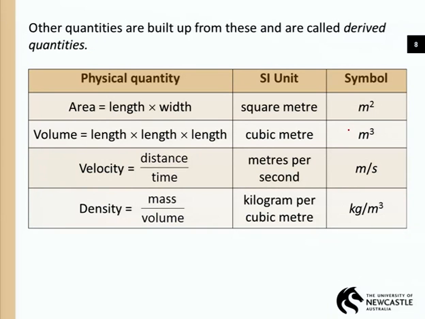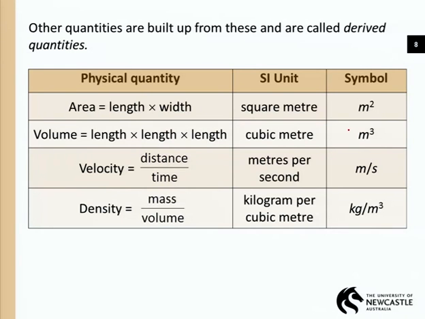Volume, this length times this length times this length, or length times width times breadth. Meters cubed. Like 1 meter times 1 meter times 1 meter is 1 by 1 by 1, it's 1 m cubed. So all of our areas will be units squared. All of our volumes will be units cubed. Velocity, we'll again look at that next week, but it's distance over time.